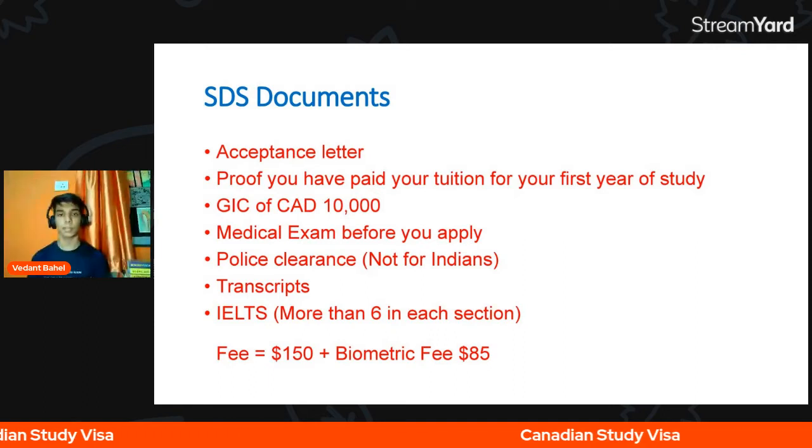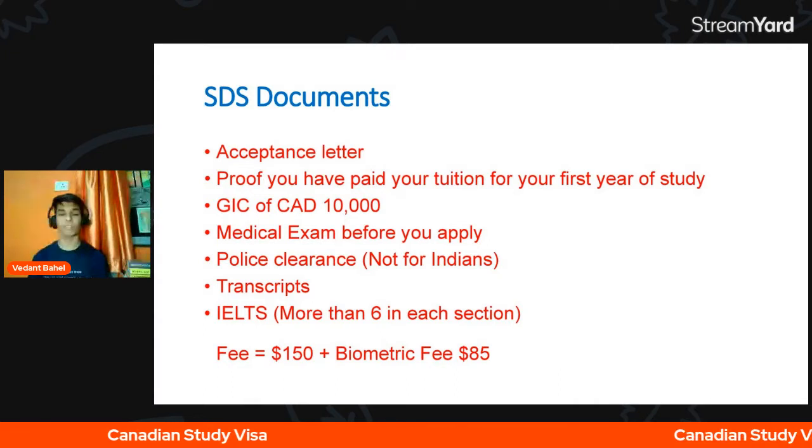They process your visa in somewhere around 20 days, and the fee is 150 Canadian dollars for the visa plus 85 Canadian dollars for the biometrics, which is compulsory.